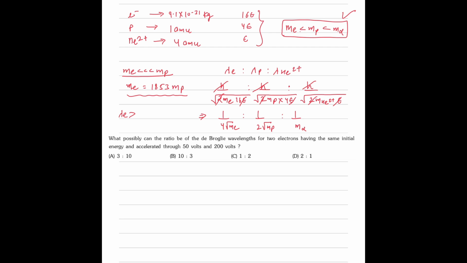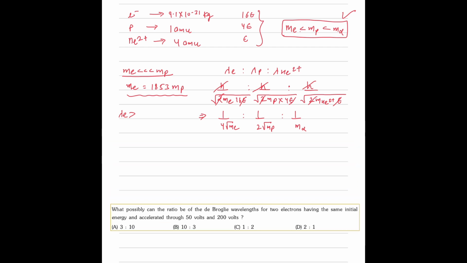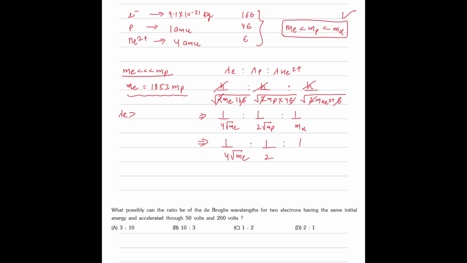Then, see, mass of alpha particle is what? Mass of proton is 1 AMU, we know this. Just a second, we can further rewrite this equation. 1 upon 4 square root of m_e is 2. What is the mass of proton? 1 AMU. So it will be 1 upon 2 square root of 1, is 2. Then 1 upon mass of alpha particle, this is square root, so it will be square root of 4. Again this will be 1 by 2.